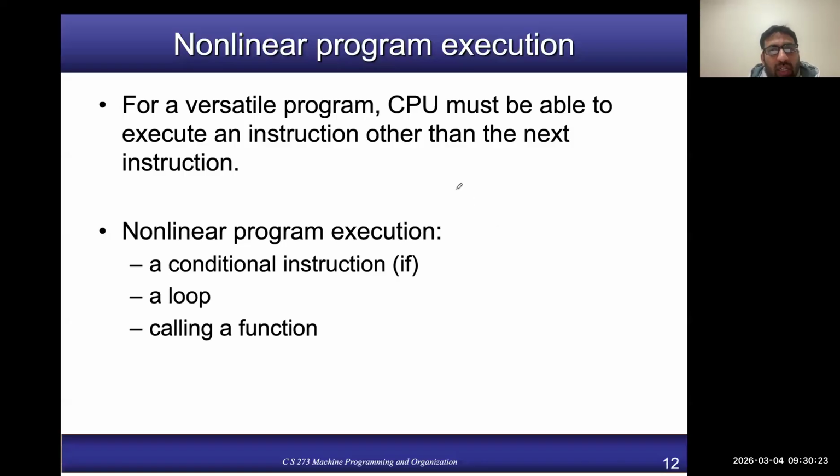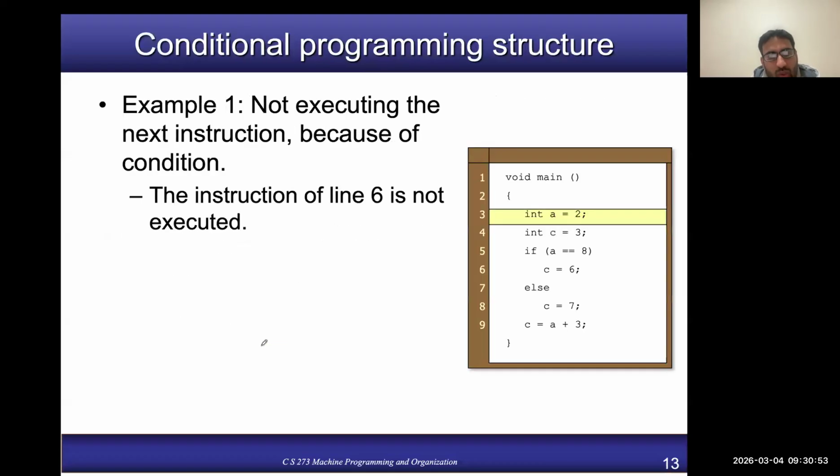However, for practical programs or for a versatile program, the CPU must be able to execute an instruction other than the next. So we need to change or modify the execution flow, right? So for that, we need to support non-linear program execution. For example, we need a conditional instruction to implement if statements, or some programs require looping or calling a function, right? So how does the execution flow work in the case of non-linear programs?